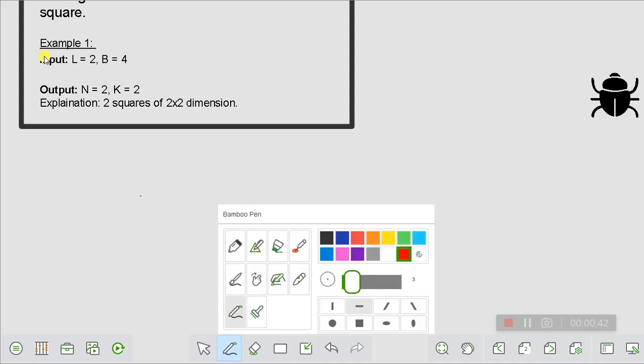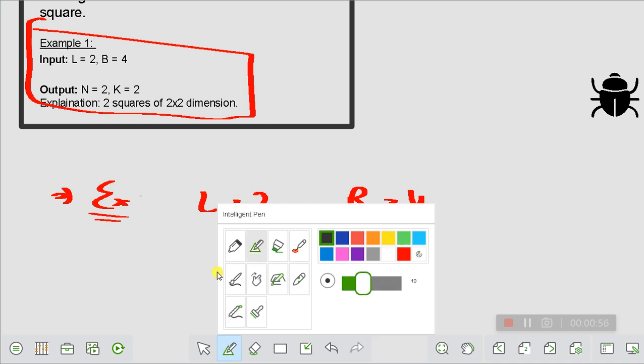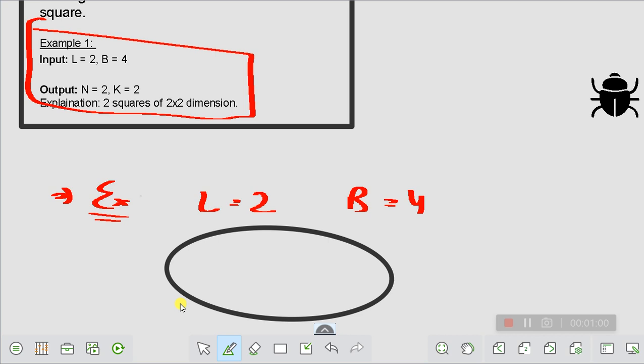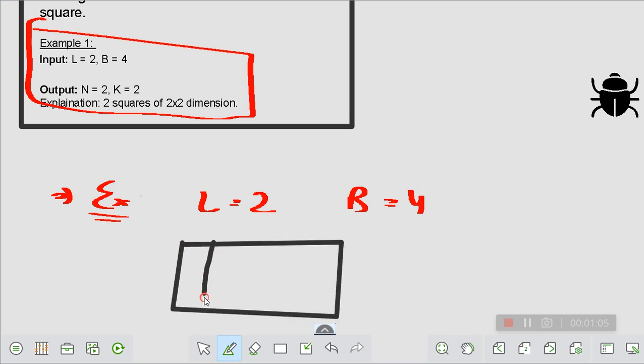The example says that you're given a rectangle of length 2 and breadth equal to 4, and you have to divide it into squares of equal side. Let me do it. What I'm going to do is I'm going to have a rectangle which is going to have the length as 2 and the breadth as 4. I have to divide this rectangle into squares of equal sides.